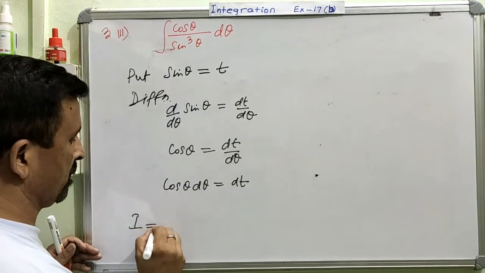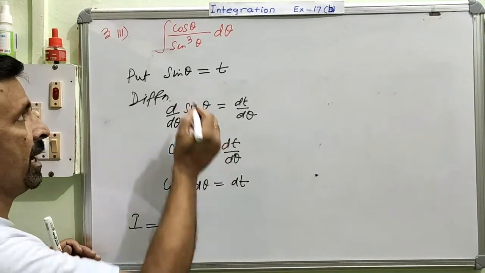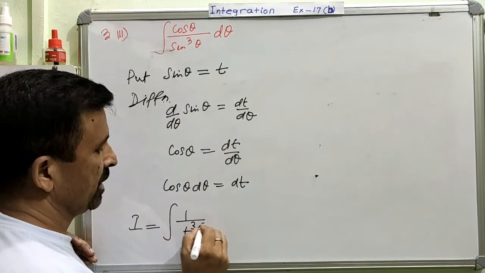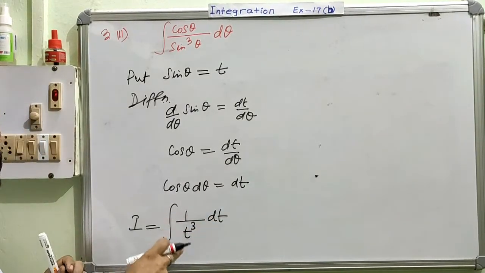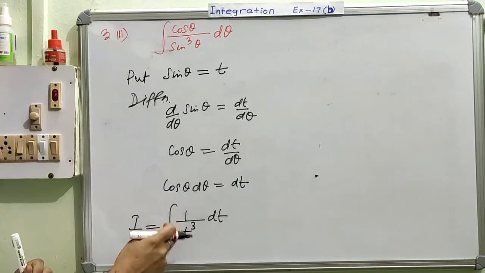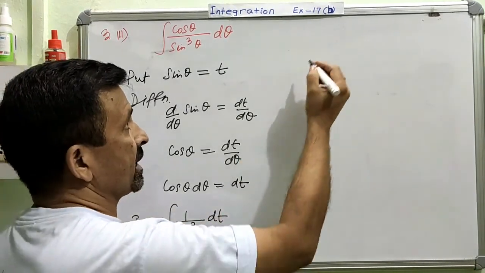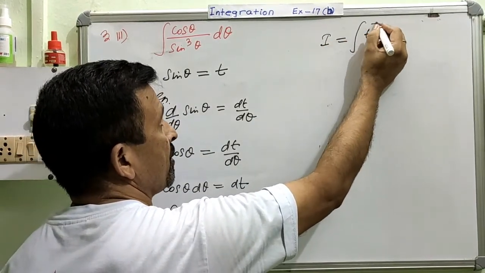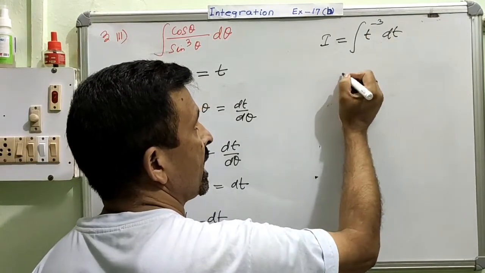Now I is equal to the integration. For cos theta d theta, you write dt, and for the other part, you write 1 over t cube. Am I very clear? Still this is in the form of a quotient, but this quotient can be easily converted into whole number form. So we can rewrite this as I is equal to the integration of t to the power minus 3 dt. And now we can integrate.